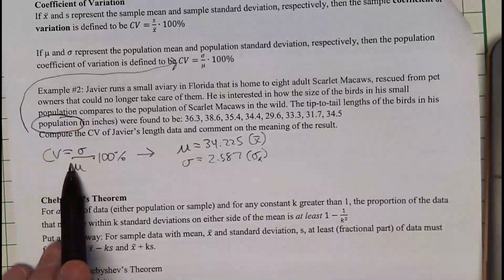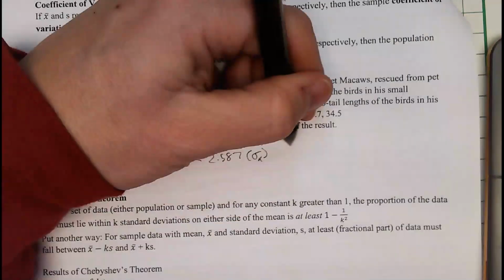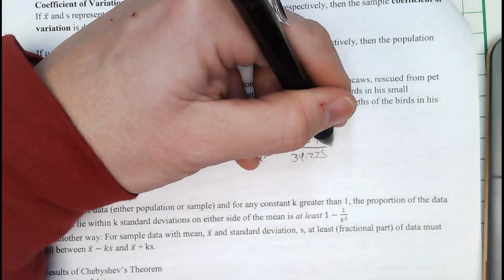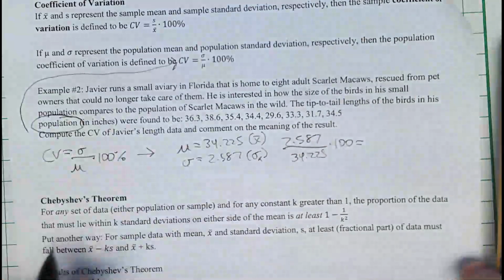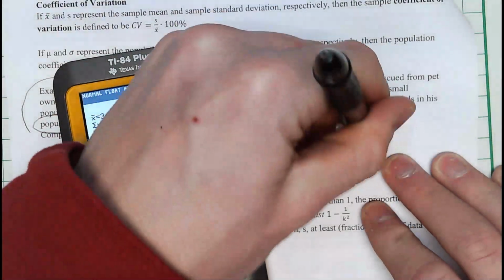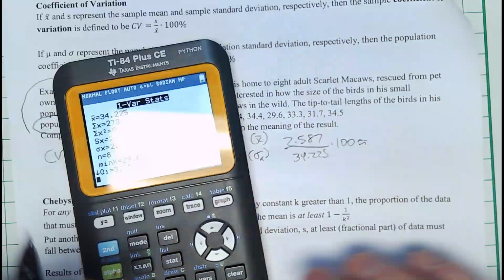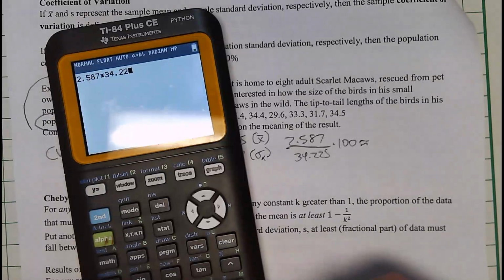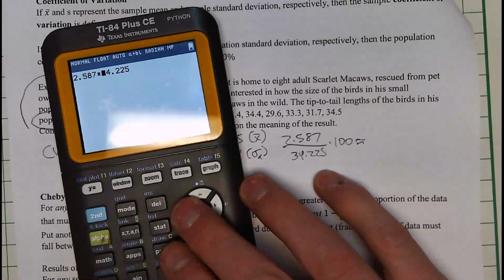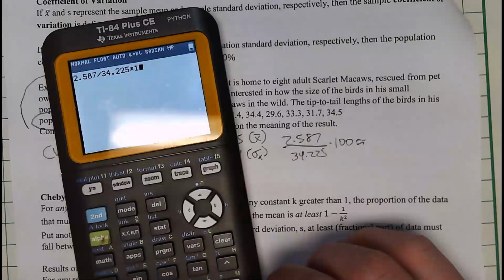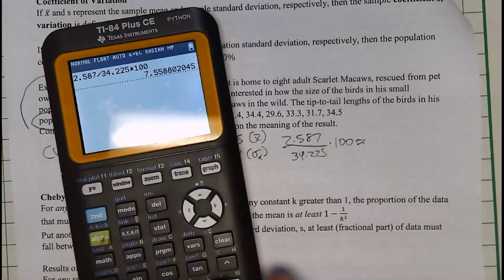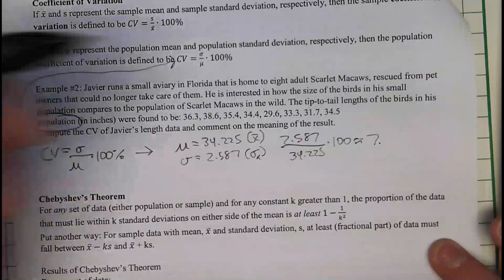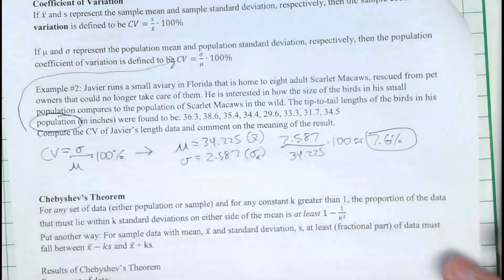So all I'm doing is plugging those into this formula here. 2.587 divided by 34.225 times 100. And this will be a percent. I probably should put a squiggly equals here because I'm rounding. All right. So you could do this all at once because it's all equal in the order of operations. 2.587 divided by 34.225, oh, divided by, my bad, times 100. And so you get 7.559. So let's round that to one decimal place. 7.6%. Okay.